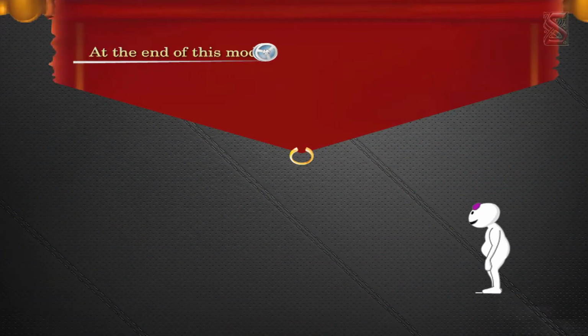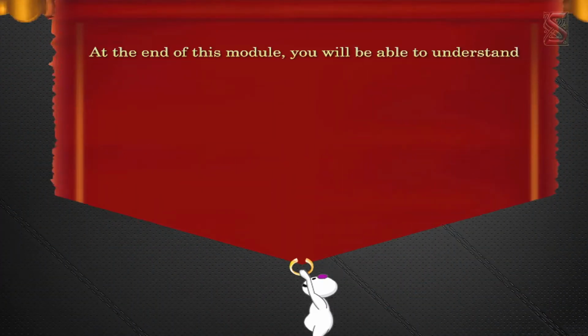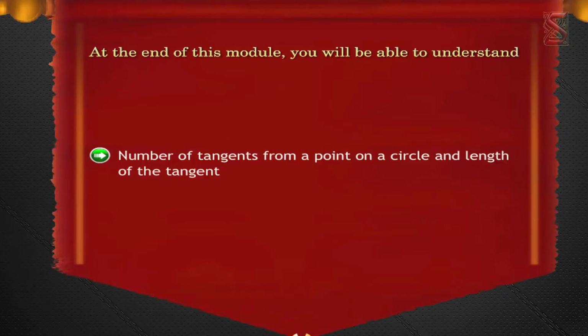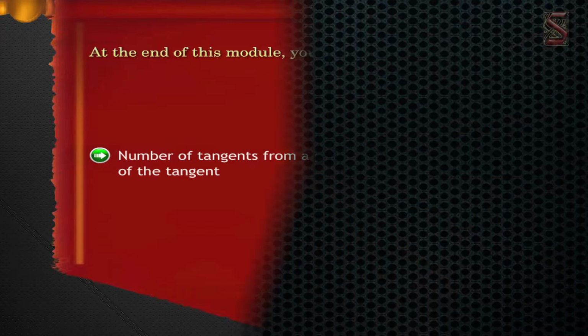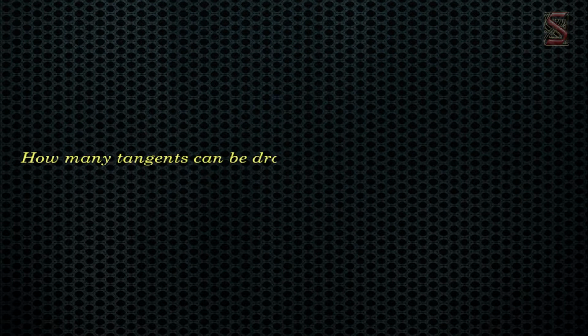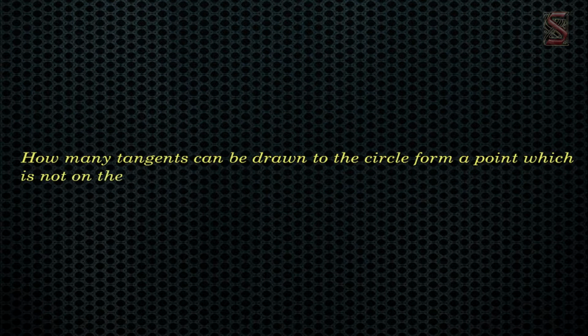At the end of this module, you will be able to understand the number of tangents from a point on a circle and the length of the tangent. In the previous classes, we have learned there can be only one tangent to the circle at a point on the circle. In this class, we will learn how many tangents can be drawn to the circle from a point which is not on the circle.